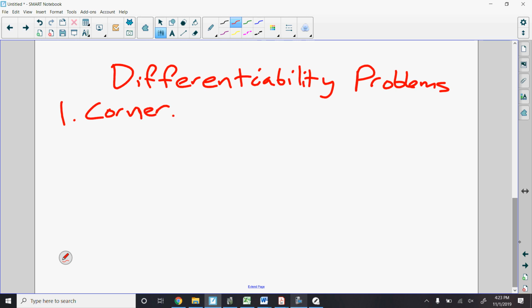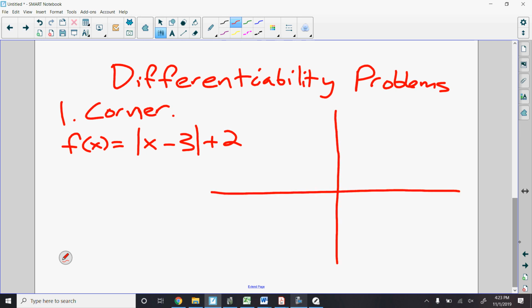One type of function where we see corners come up are absolute value functions. So an example would be this function here. Let's think about graphing that function. What would it look like? Well, it's your absolute value function shifted right 3 and up 2. And we know that our absolute value functions look like these. It would look something like this.